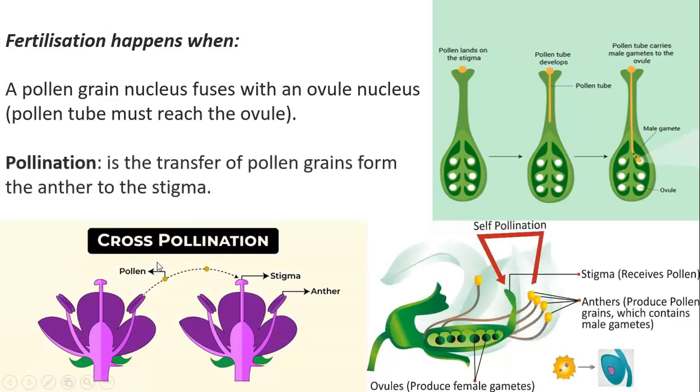How does the pollen travel? It travels by pollination. Pollination is the transfer of the pollen grain from the anther to the stigma, from the male to the female. Pollination can be cross-pollination, which means that the anther will be on one flower or one plant and the stigma will be on another plant.